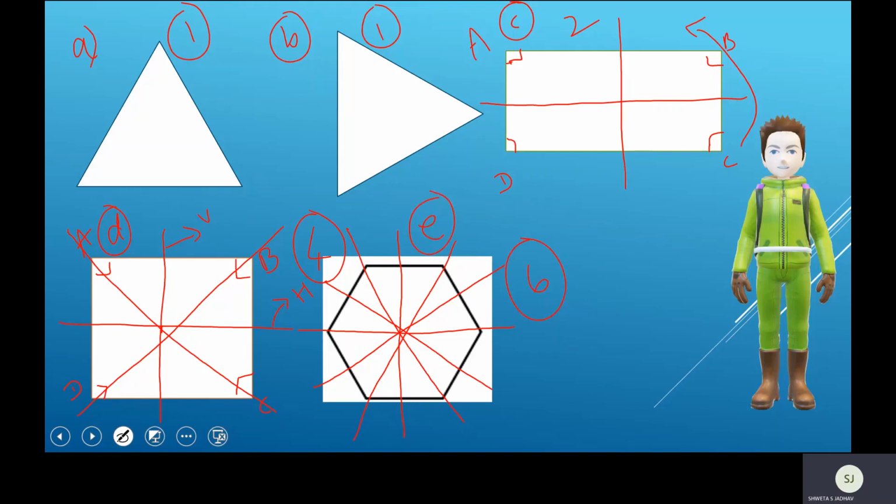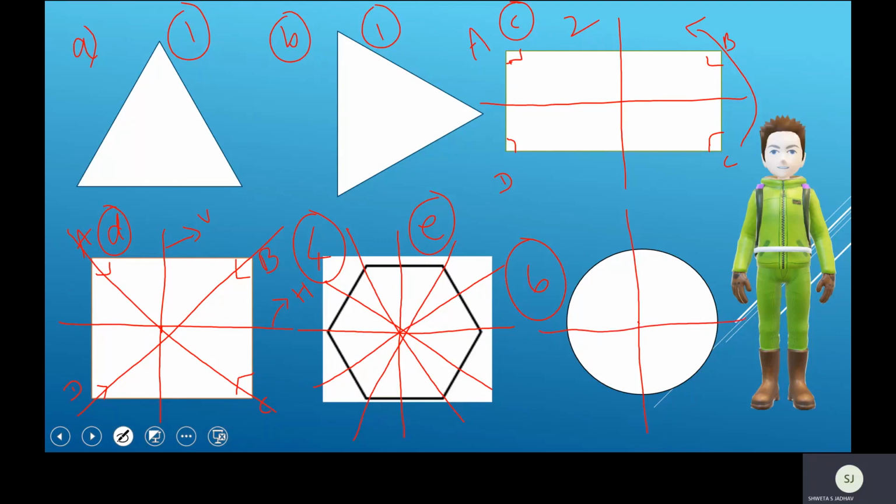Now there is one more figure where we can find infinite axes of symmetry. Let's take a circle. As we know, there is a center point in the circle, and when we divide this circle using a vertical line, it exactly overlaps. When we fold it, it exactly overlaps, and again when we take a horizontal line, this also overlaps. Like this in a circle, we can form infinite axes of symmetry by drawing lines like this. So we can say a circle has infinite axes of symmetry.